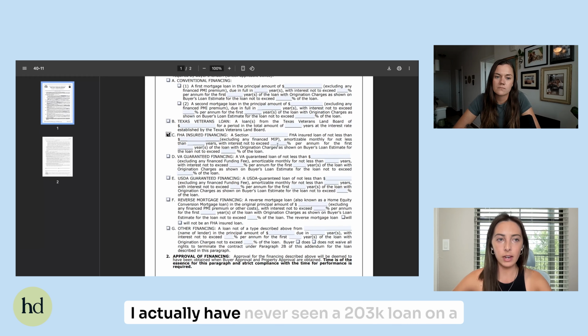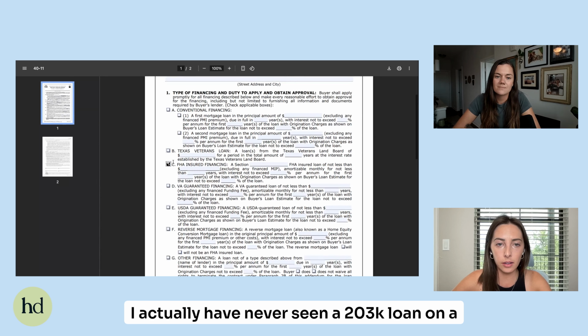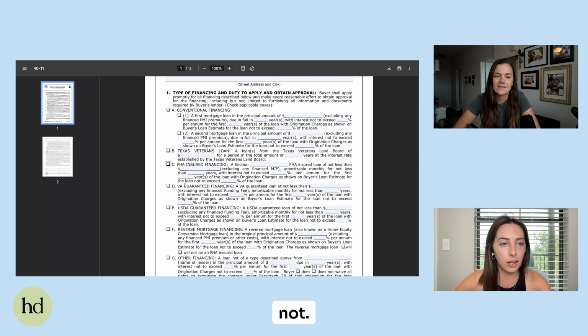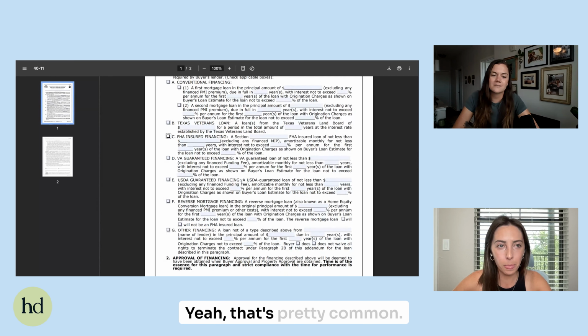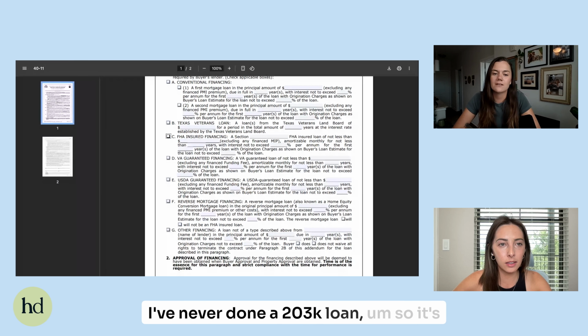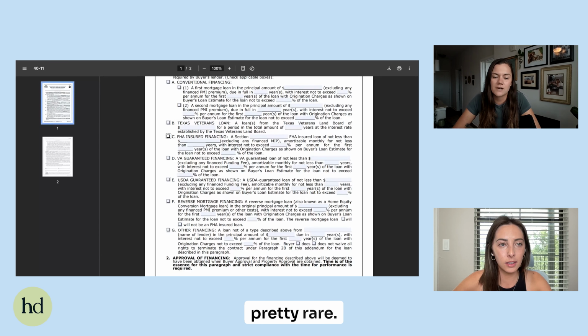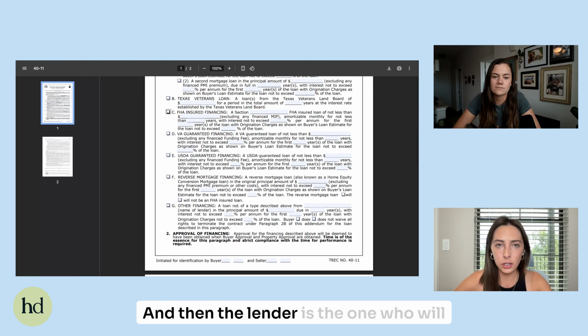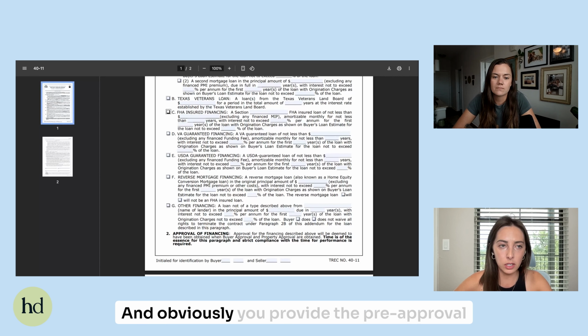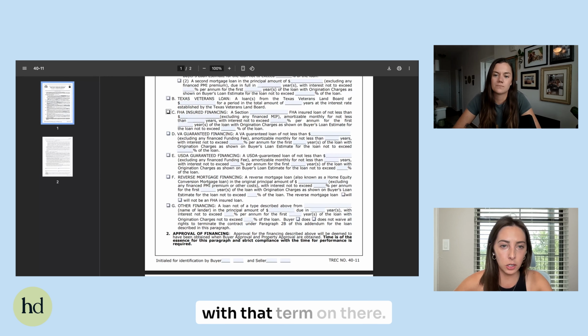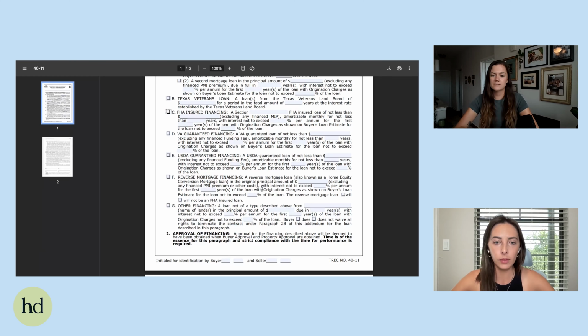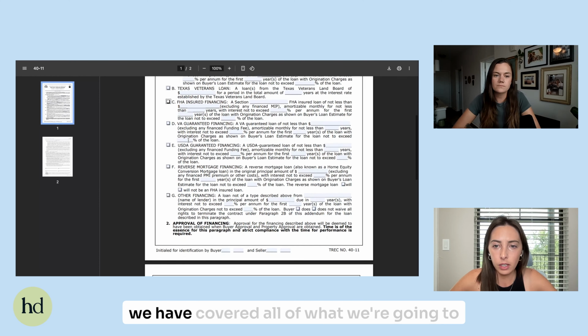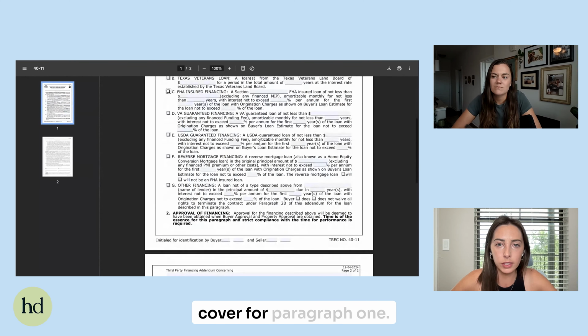Perfect. I actually have never seen a 203K loan on a third party financing addendum, believe it or not. Yeah, that's pretty common. I've never done a 203K loan, so it's pretty rare. And then the lender is the one who will notify them and obviously provide the pre-approval with that term on there. Yes, correct. We have covered all of what we're going to cover for paragraph one.